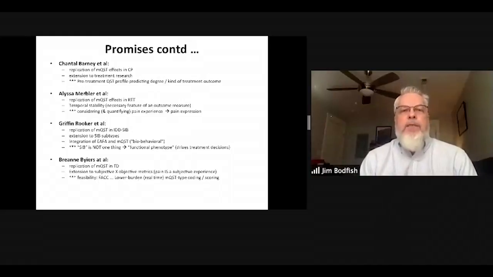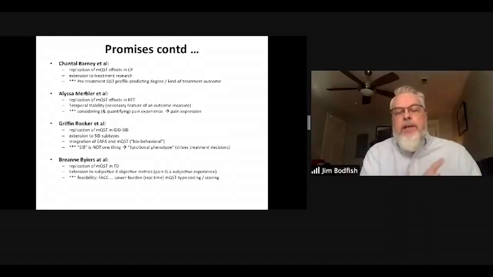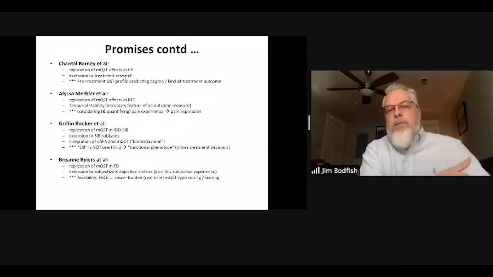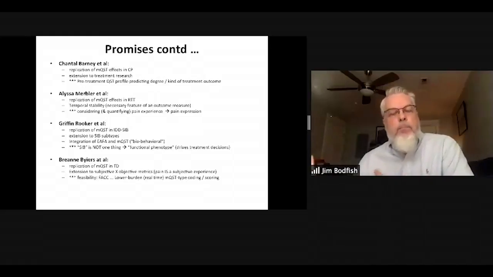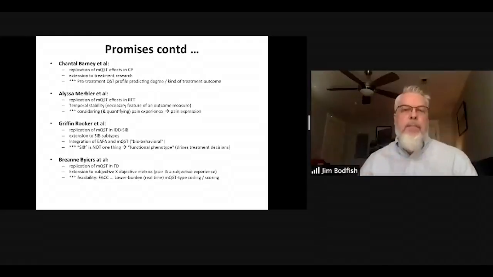And also something I thought was really promising is the idea that pain experience isn't equal to pain expression, and you could potentially quantify and begin to study experience, something like the history of surgeries, which she talked about. In Griffin's talk, the extension to SIB subtypes, this very nice integration of a quintessentially behavioral approach, functional analysis, with this, if you will, biobehavioral approach. We're studying a medical physiologic phenomenon in pain through QST, integrating those very nicely.